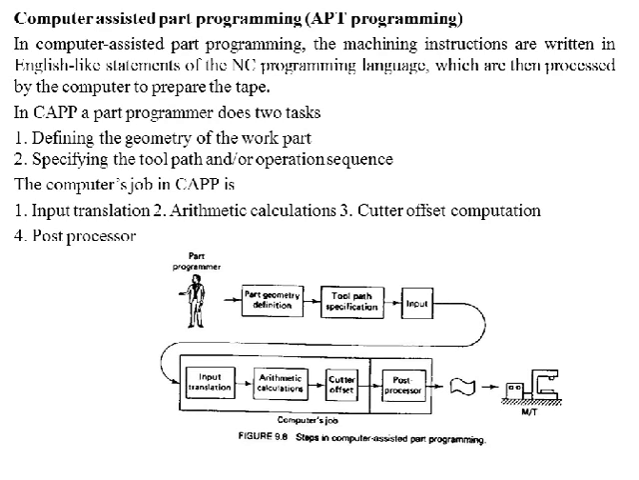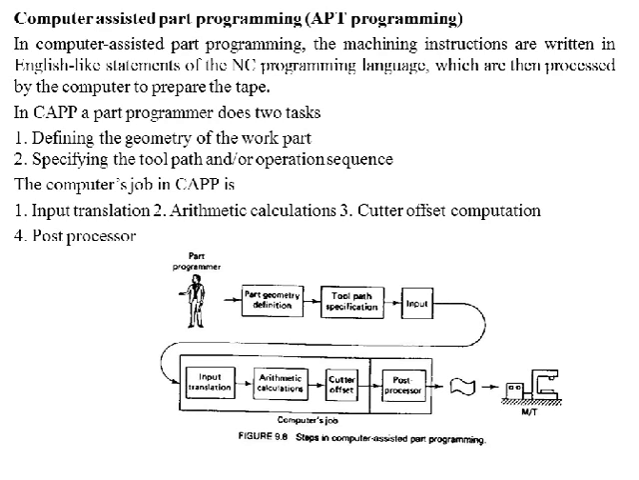So these tasks done by a part programmer and tasks done by a computer are shown in the form of a block diagram below. The figure below shows the steps in computer assisted part programming. We can see the first row in which a part programmer has to specify the part geometry definition. The tool path he has to specify and then he has to input this to a computer.